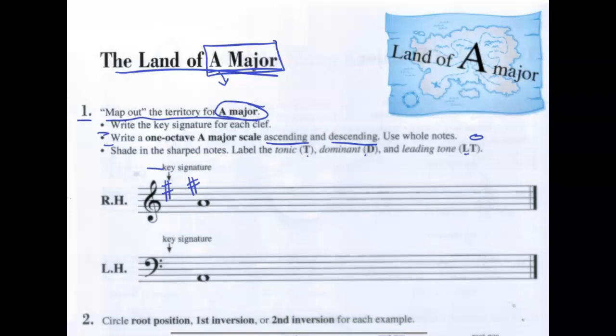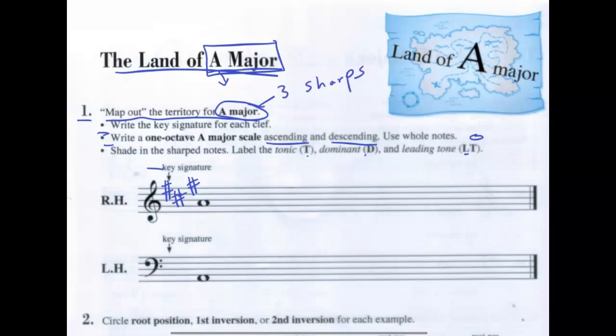And what was the next sharp after F sharp? It is C sharp, right? F sharp, C sharp, G sharp. Okay, F sharp, C sharp, G sharp. So this is the key signature for A major. Okay, 3 sharps. A major has 3 sharps.